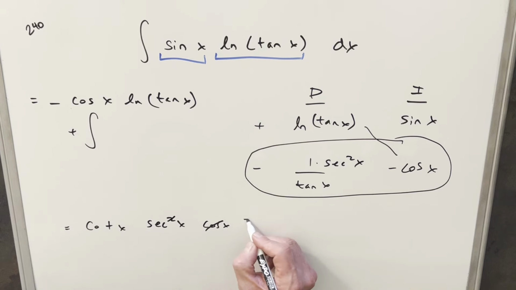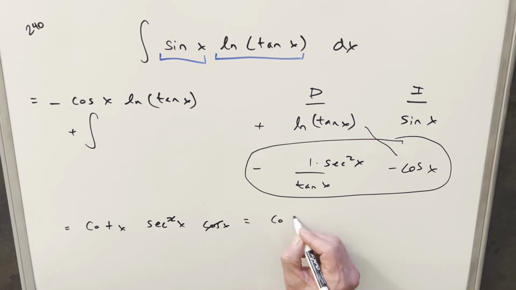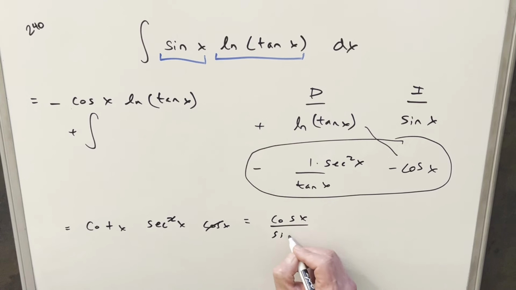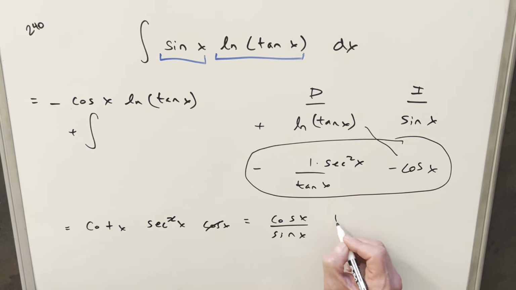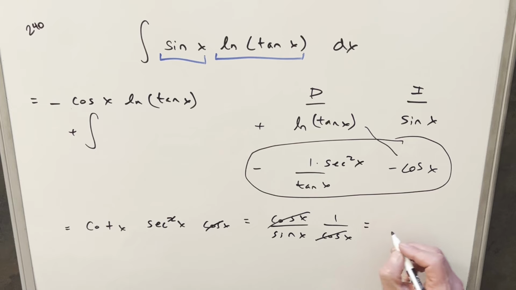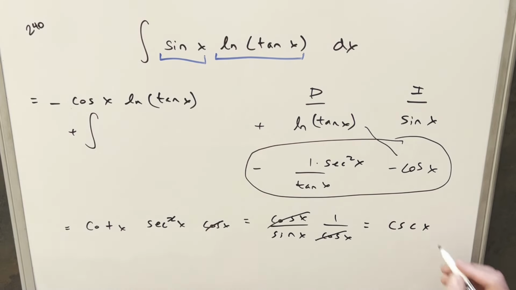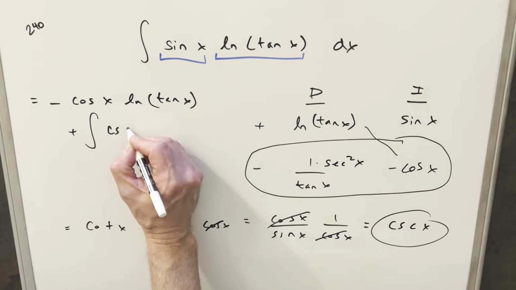And then from here, let me just write this in terms of sine and cosine. So cotangent is going to be cosine x over sine x, and secant x is going to be 1 over cosine x. But then we can cancel this here. 1 over sine x, I can just write this as cosecant x. And so we'll just take this and we'll plug it into our integral over here.